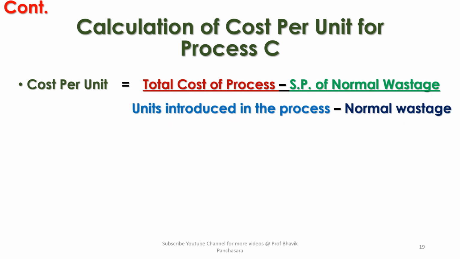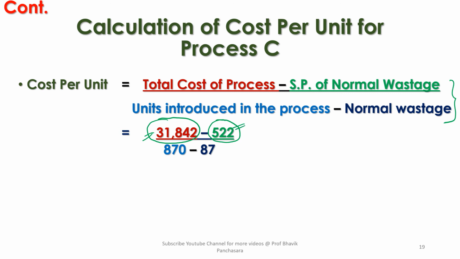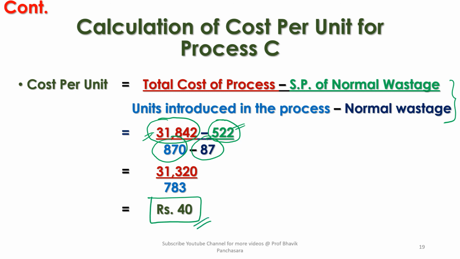Okay friends, so here we are going to calculate the cost per unit for process C. For that we will use the same formula that we had used for process A and B. So first of all we will put here the total of debit side, all the expenses, that total is 31,842, minus the amount we have realized by selling units of normal wastage. Now divide by units introduced in the process, that are 870, minus normal wastage, that is 87. Now if we simplify this we will receive the final answer, rupees 40. So here we can say that the cost per unit for process C is rupees 40 per unit.